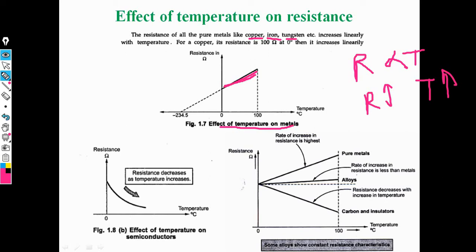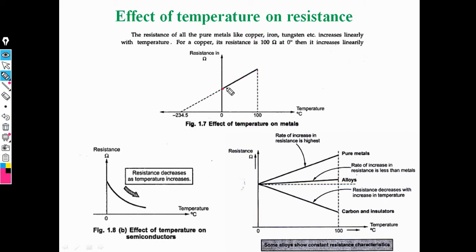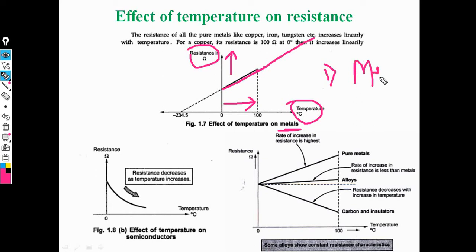That is the characteristic here: the value of resistance increases, then temperature also increases. The graph is linear. This is the graph of resistance in ohm against temperature in degree Celsius for metal. This is the first characteristic, for metal.